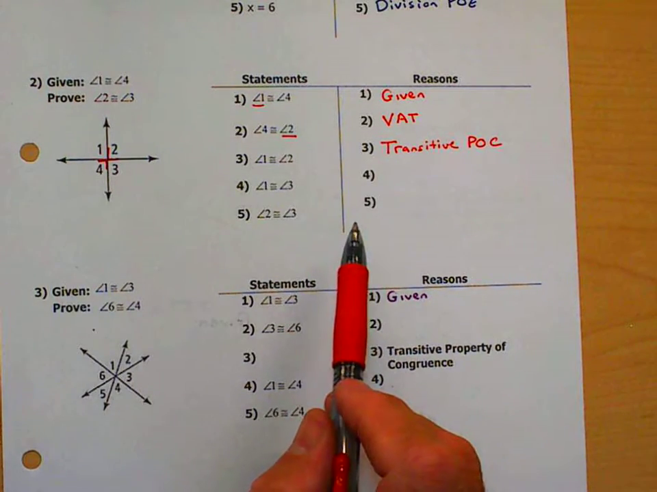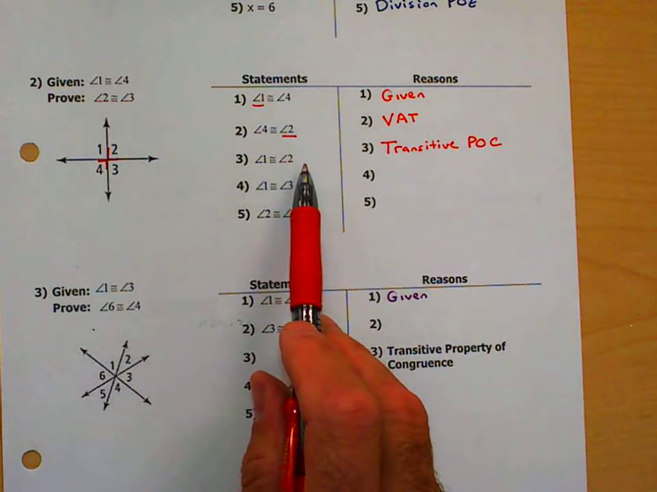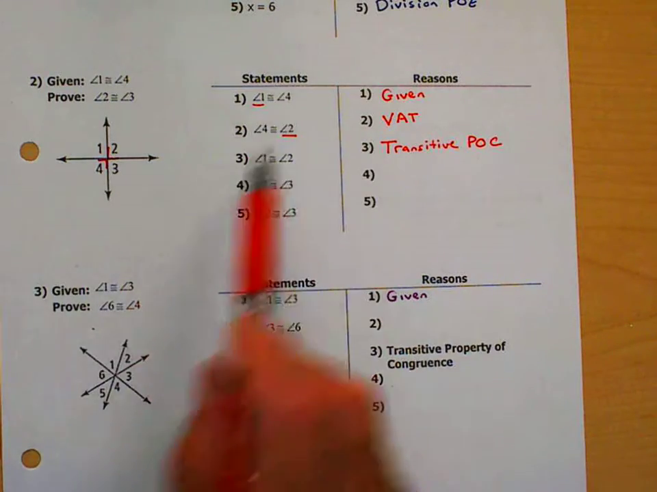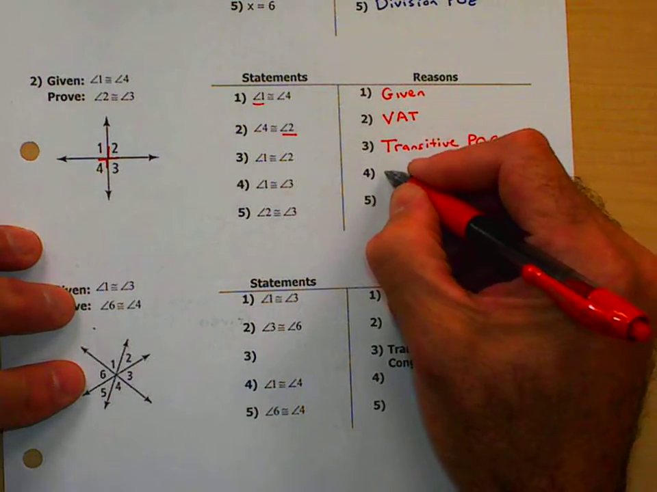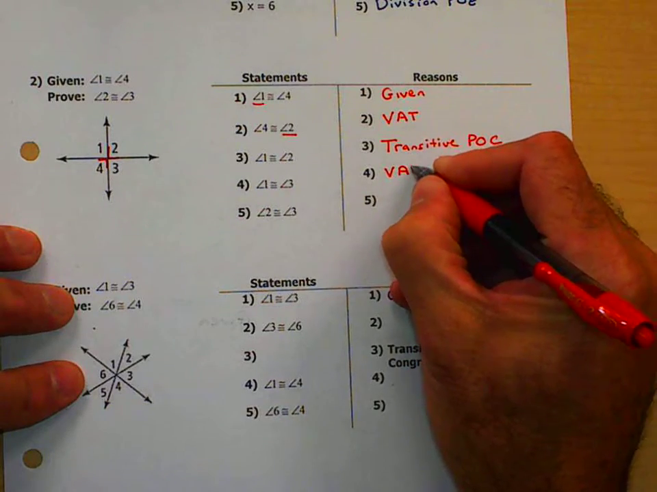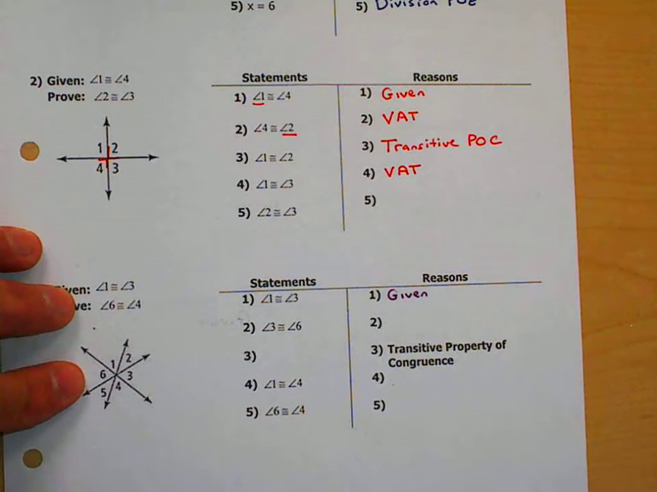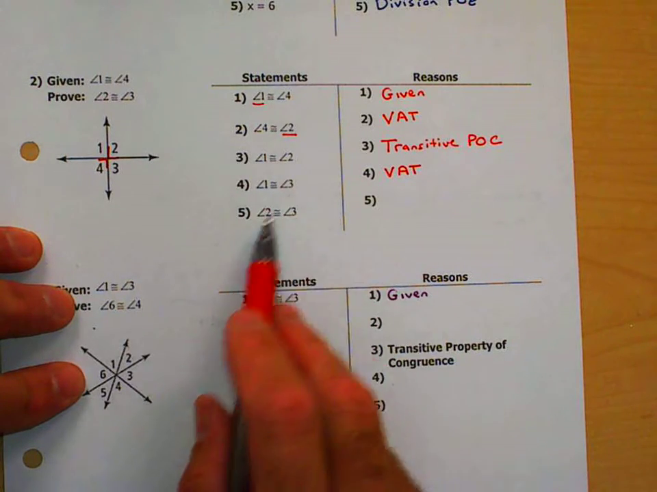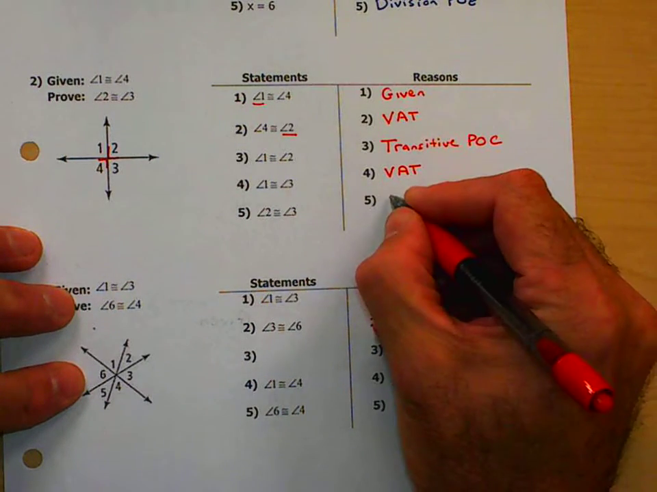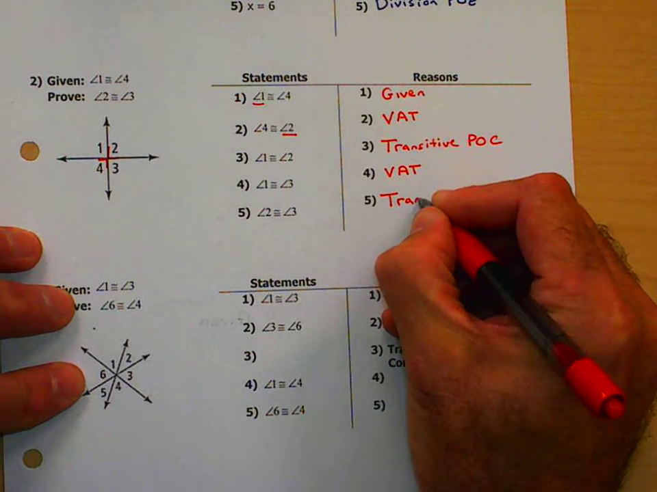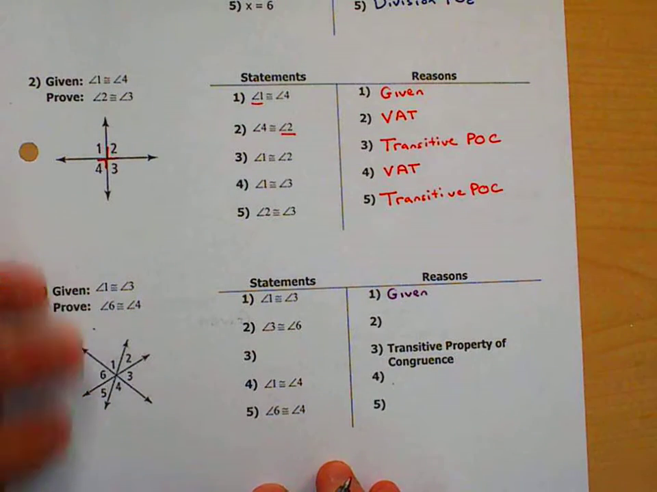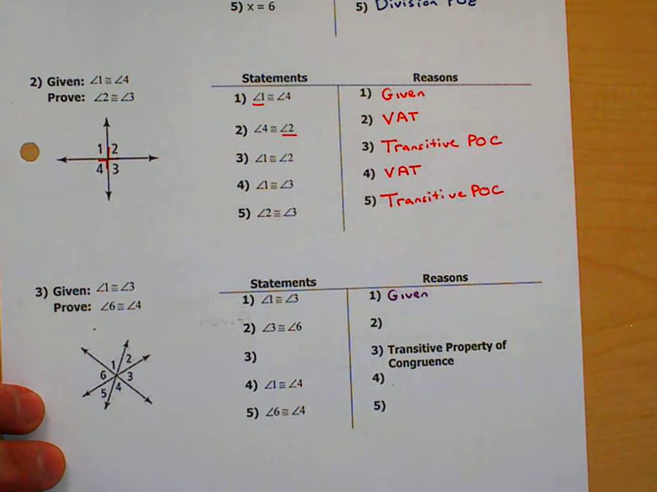Then from there, we have 1 is congruent to 3. That's these two angles. Again, I don't have anything above that's going to give it to me, but the picture gives it to me in vertical angle theorem. So that's vertical angle theorem, because 1 is congruent to 3. And then from there, if 1's congruent to 2 and 1's congruent to 3, then 2's congruent to 3 is, again, transitive property of congruency. So that gets us through number 2.